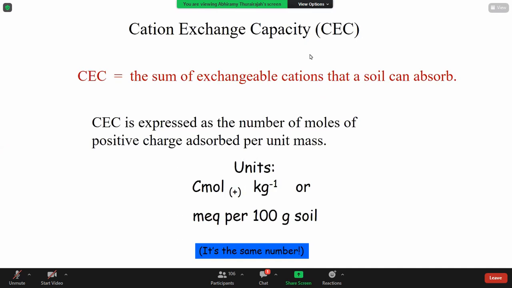Can you please tell me what is the unit for cation exchange capacity? How to read this? C mole plus per kilogram. That is centimole. Centimole, yeah. Positive per kilogram. Or milliequivalent per 100 gram. Oh, sorry. Okay.